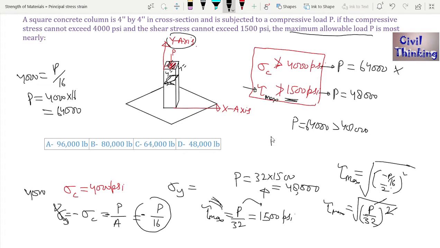Can we choose this? Let me choose P equal to 48000. If I choose the load to be 48000, then it is less than the load given from the compression. It means this column will not fail in compression. So we will satisfy this if we choose this. Also, if we choose P to be 48000, it is under the safe limit, because that is the maximum value, we can choose only up to this. When we choose this, this column will be safe in shear too. So when we choose P to be 48000, we will be safe in shear and we will be safe in compression too. So what is the right answer? The right answer is option D.